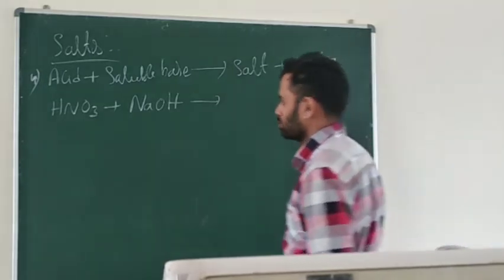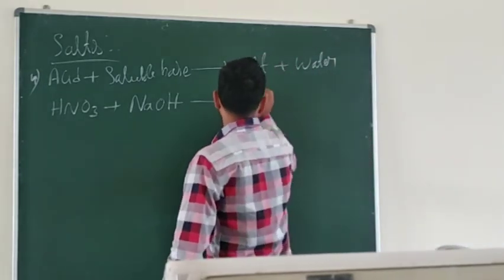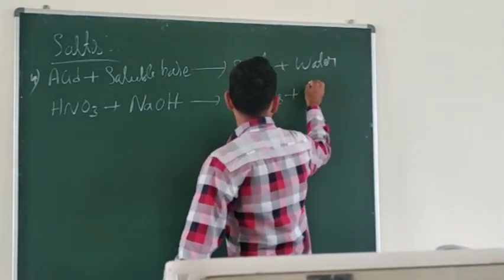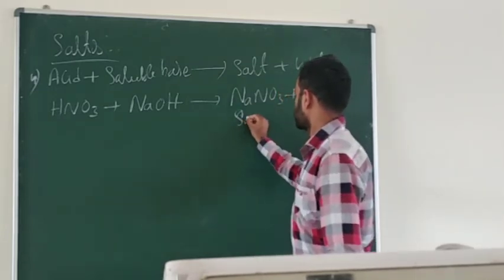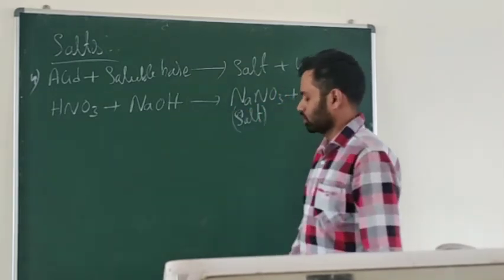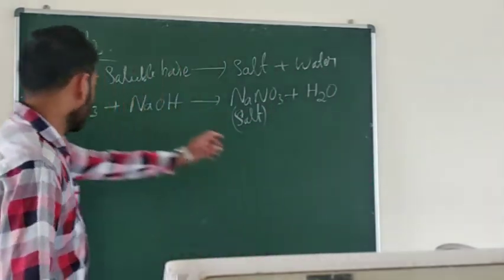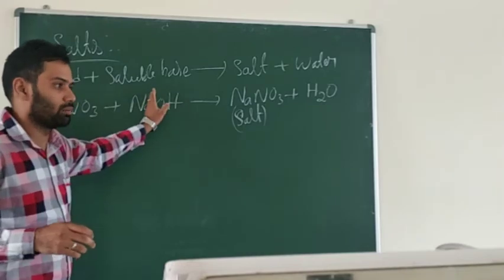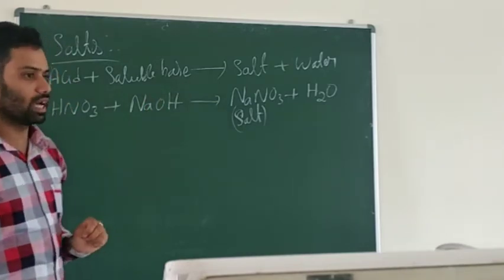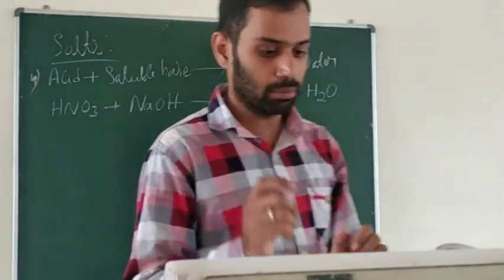Yes, sodium nitrate, NaNO3 plus H2O. Okay, this is the salt. So, how to prepare the salt there? It's a neutralizing reaction. When acid reacts with soluble base, we will get the salt and water. So, one example and one more.